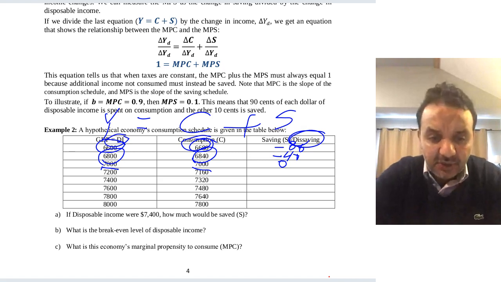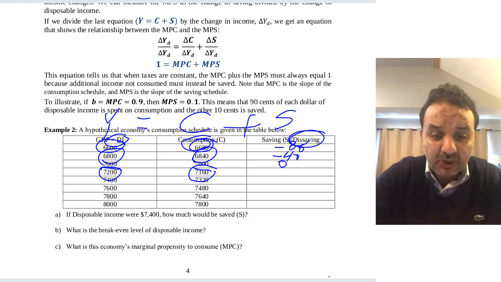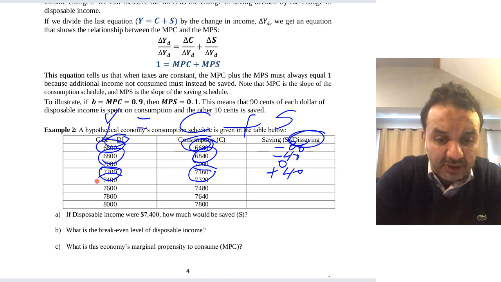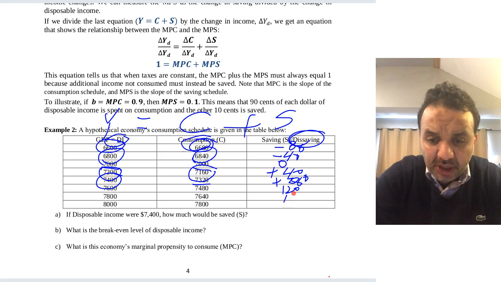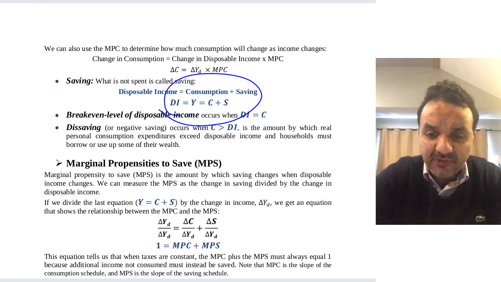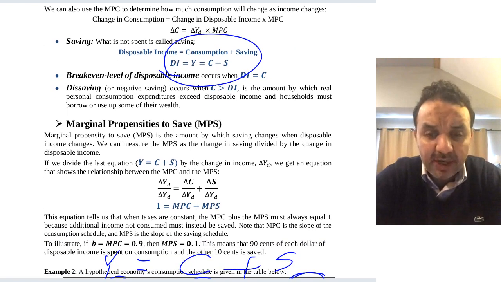Okay, let's continue. If your income is 7,200 and you're spending only 7,160, now we start to save a little bit. So your saving will be plus 40. And then let's keep going. If your income is 7,400 and you are spending 7,320, your saving will be 80, and so on, 120, 160, and then here we have 200. Okay, so I think now you understand what this formula means: income equals consumption plus saving.